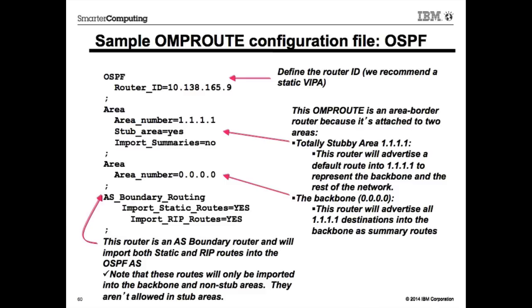Since we're an area border router between area 1 and area 0, we will import summaries of area 1 into area 0. In other words, we'll tell area 0 how to reach all destinations in area 1. But since area 1 is a totally stubby area, we're not going to tell area 1 how to reach destinations in area 0. We're just going to send area 1 hosts a default route, telling them just come to me, don't worry about it, I'll handle it. You wouldn't really do this in z/OS, right? But this is just an example configuration. You would have a regular router doing this in a real production environment.